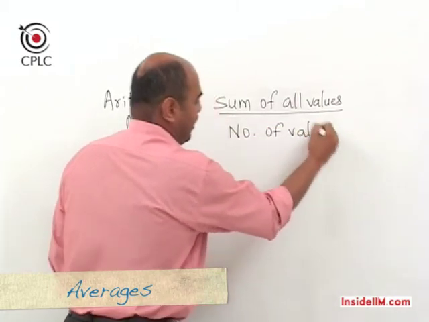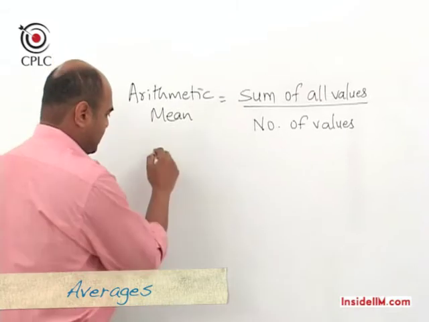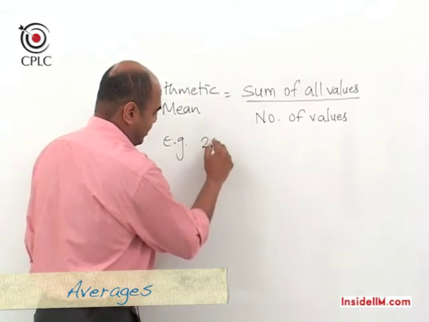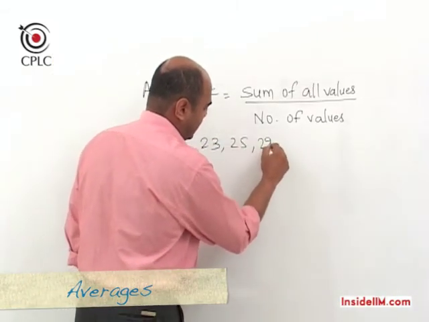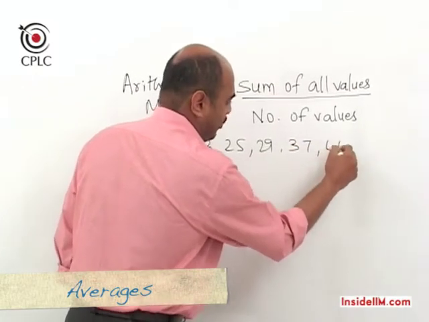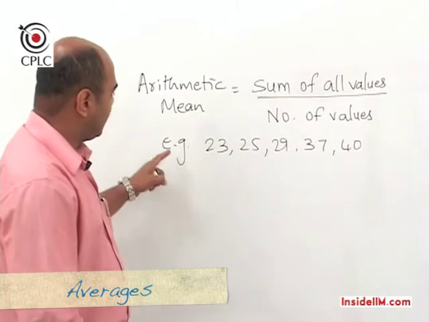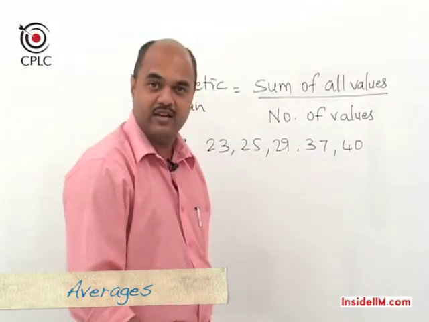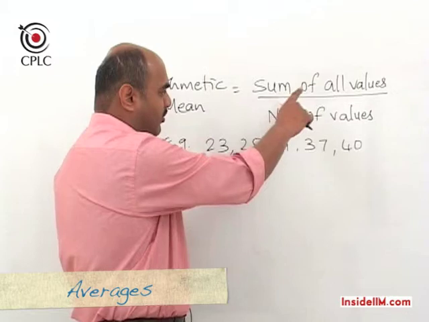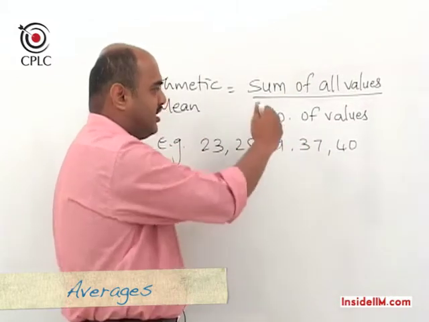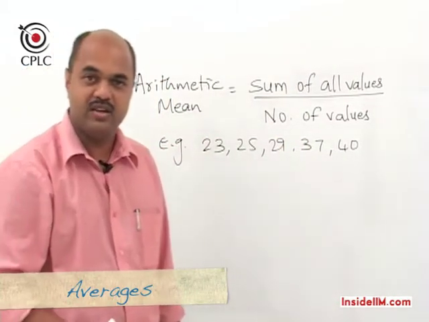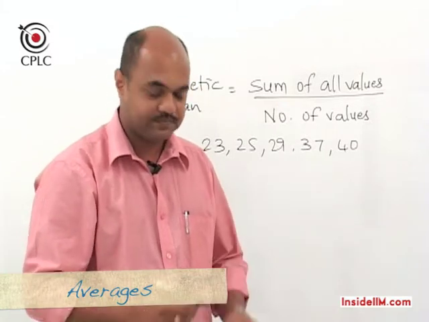So if we have values, let's take an example. If we have values like 23, 25, 29, 37 and 40. We've taken 5 values here. So the arithmetic mean for this set of 5 values would actually be the sum of all the values. We would add up these and divide by 5. That would be the value for arithmetic mean.